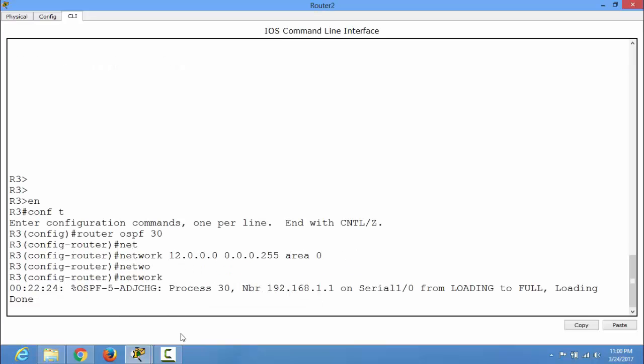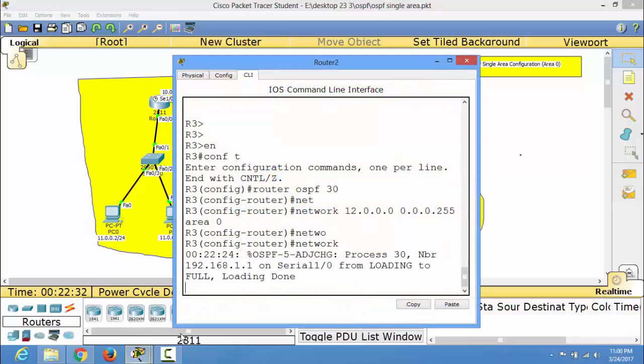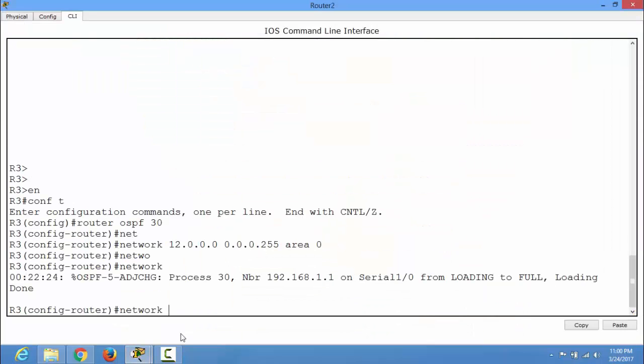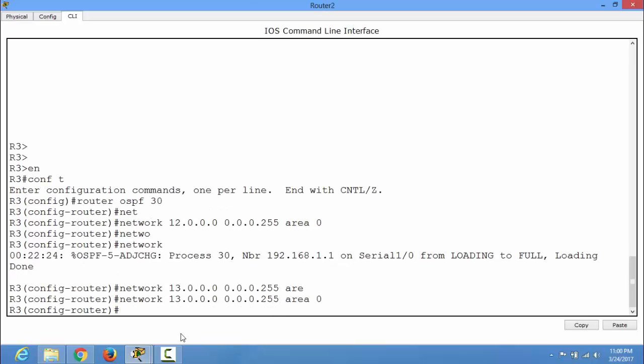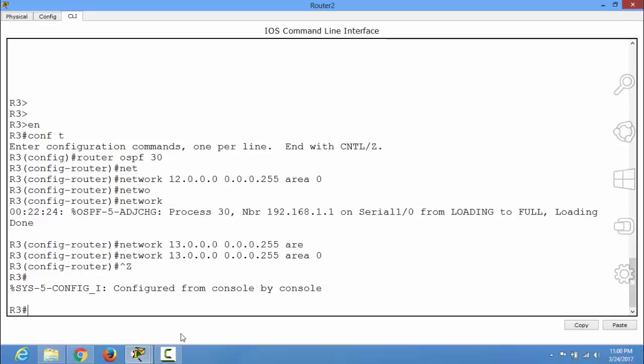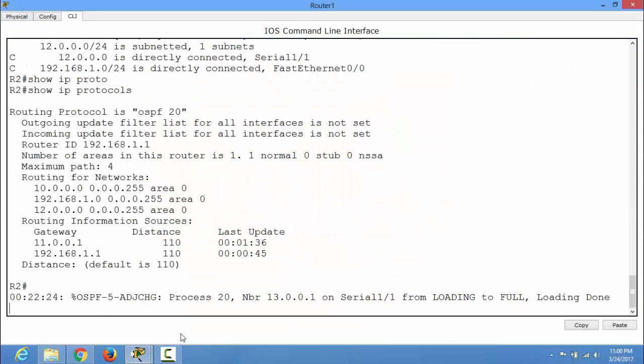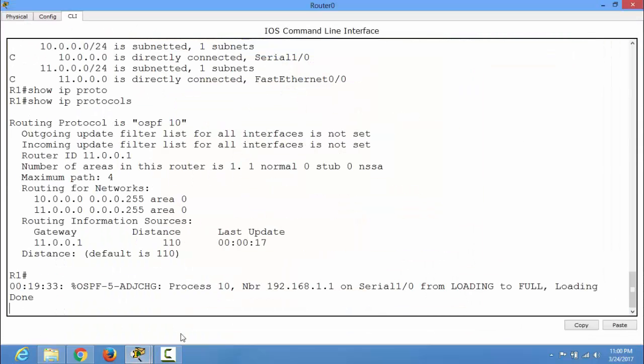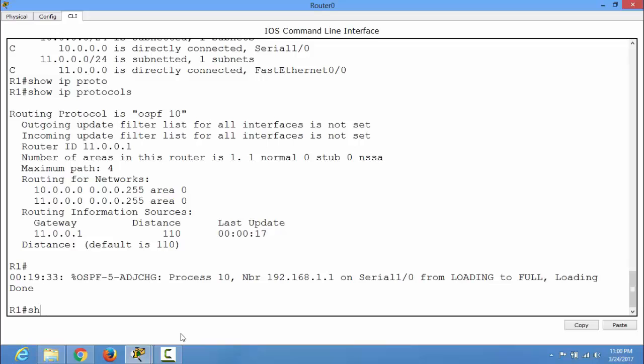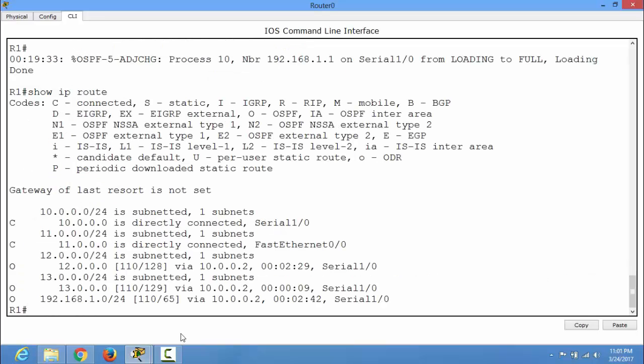Look here, now it finds one of the neighbors, 192. Oh sorry, let me complete with another command. Second is 13.0.0.0 0.0.0.255 and the area should be 0. Done. Now if I check on the other router first, what is this router saying? I have found a new neighbor 13, and this one also says I found a new neighbor, 192.168.1.1. How can we verify more? By using the command show IP route. Look here, so 3 new networks have been added.